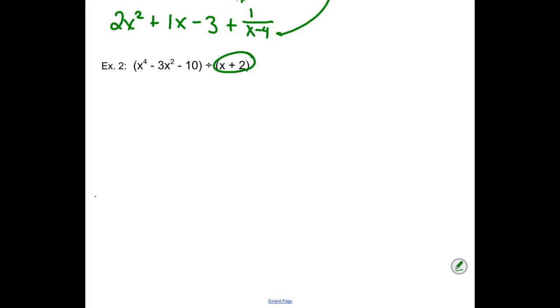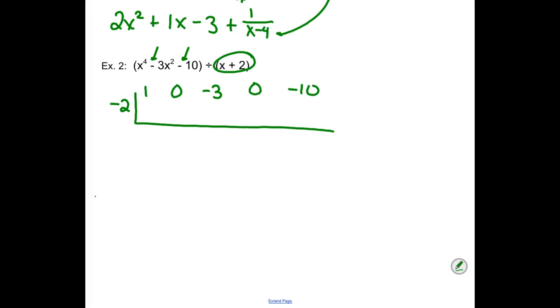I'm dividing by an x plus 2. That means I have to change the sign and put a negative 2 out front. Now in this one, the polynomial does have some missing terms. I have an x to the 4th. I am missing some x cubes inside there, and I'm also missing some x's in between the x squared and the constant. So when I list my coefficients, I need a 1 for the x to the 4th. I need a 0 because I have no cubes. I have a negative 3 for the x squareds. I have no x's and a constant of negative 10.